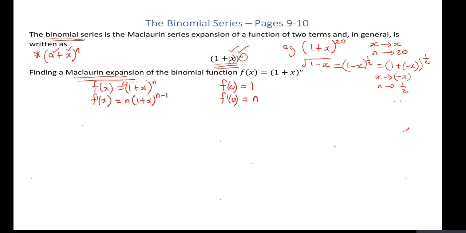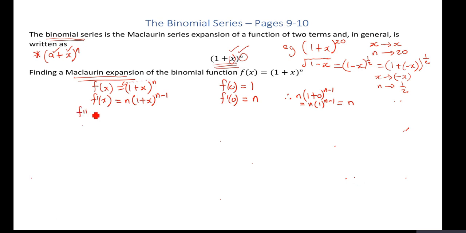Substitute x equal to 0. I'll get n times 1. And remember 1 to any power. So just to substitute 0, I get n times 1 plus 0 to the power n minus 1, which is n times 1 to the n minus 1, and 1 to any power is equal to 1, so I'm just left with the n.